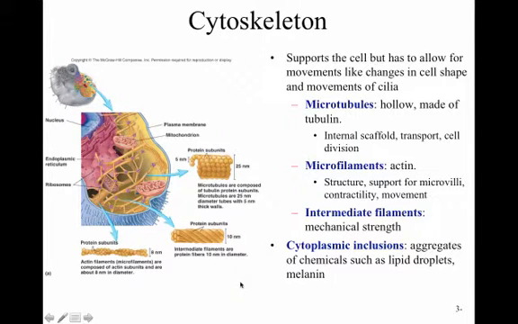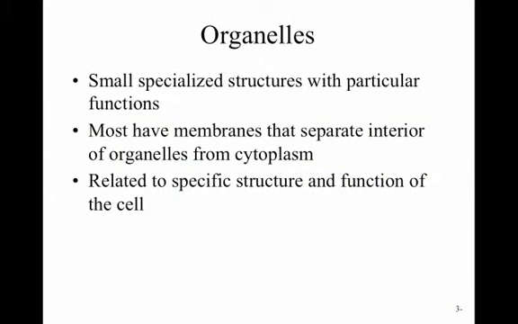Then the cytoplasmic inclusions are aggregates of chemicals such as lipid droplets and melanin. So basically little suspended chemicals like lipids inside. Organelles are small specialized structures with particular functions, and most of them have their own membrane that would separate the interior of the organelle from the cytoplasm. And they have specific functions.